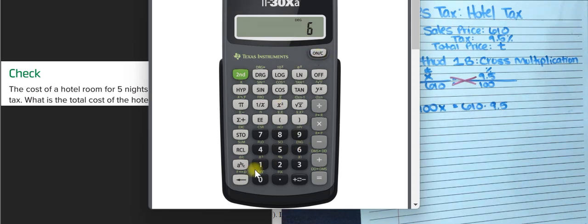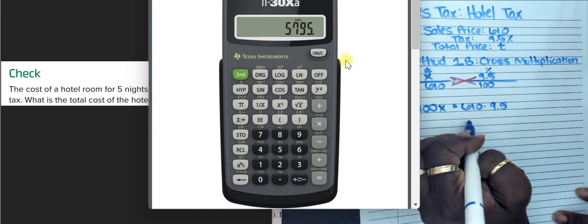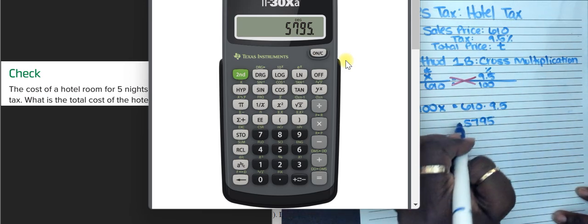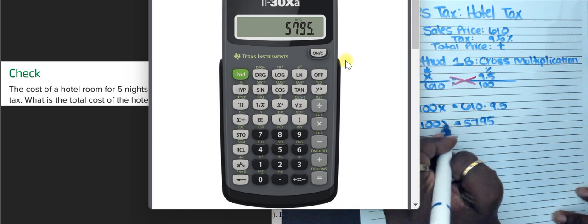Okay, 610 times 9.5. And that gives me 5,795. And then on the other side, we have 100x.